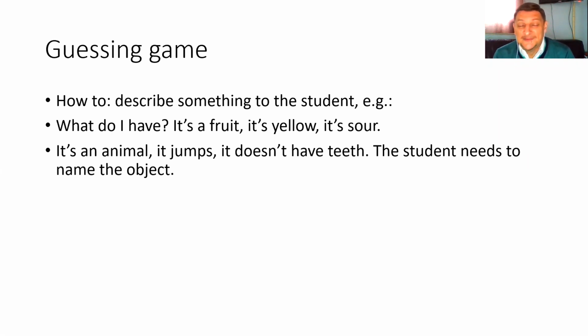You describe something to the student. Like, for example, what do I have? It's a fruit, it's yellow, it's sour. What is it? Lemon, a lemon. Yes, of course, it's a lemon. Or next one, it's an animal, it jumps, it doesn't have teeth. A frog. A frog, that's right.